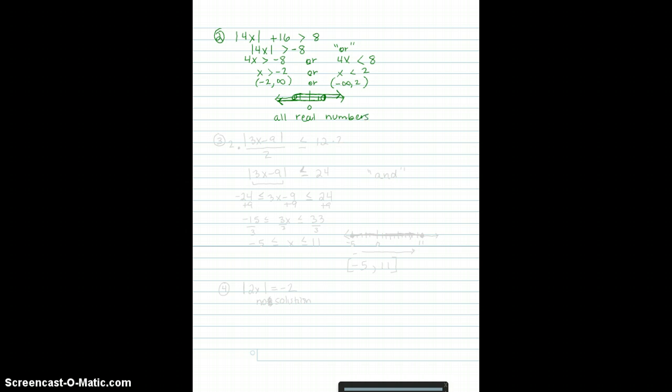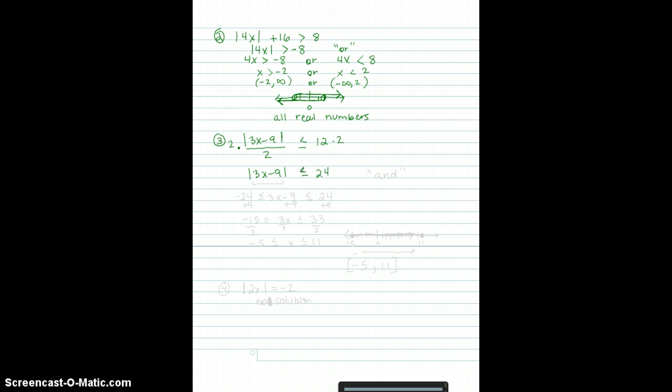Okay, let's look at another one, and this time we are going to look at one where we have a less than. Let's say we have absolute value of 3x minus 9, whole thing divided by 2, is less than or equal to 12. The first thing that you want to do is get the absolute value by itself once again. And we talked about how to get a number out of the denominator. You're going to multiply both sides by what's in that denominator. And so that's going to give me absolute value of 3x minus 9 is less than or equal to 24.